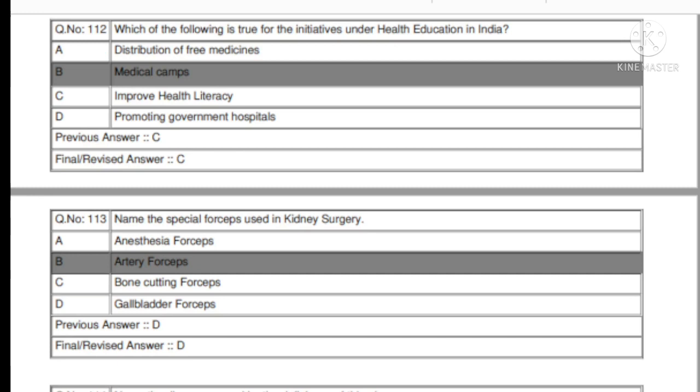Next question, question number 112. Which of the following is true for the initiatives under health education in India? A. Distribution of free medicines. B. Medical camps. C. Improve health literacy. D. Promoting government hospitals. Its answer is C, improve health literacy. This is true for the initiatives under the health education in India, though I have marked B, but it's not its answer. So its answer is C, improve health literacy.